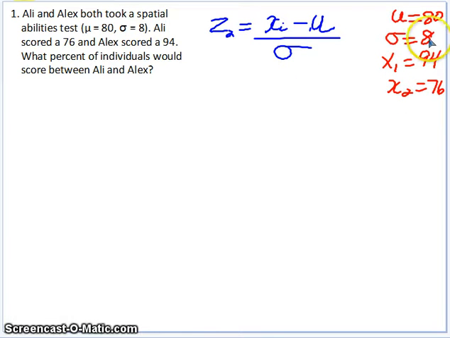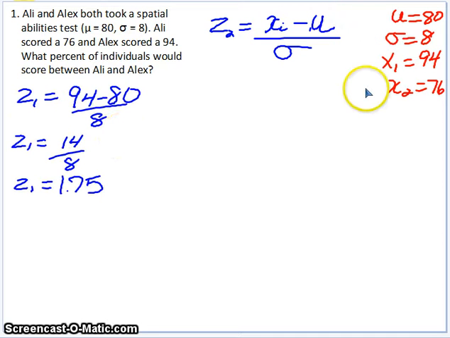I then take my x and all these values and I'm going to plug it into the equation. I'm going to do this twice. So the first one I'm going to do, I take the x value of 94 and I go z is equal to 94 minus 80, all divided by 8. That works out to 14 over 8, or a z-score of 1.75.